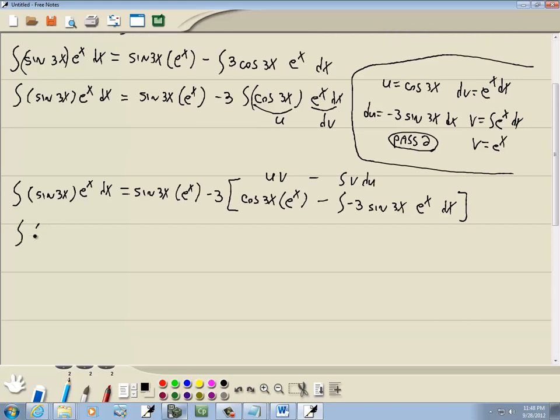Okay, so we've got sine 3x e to the x dx, and here I'll flip those around. I'll put e to the x here and sine 3x, and now I need to multiply this negative 3 through. So I got negative 3, we flip those around, I'll put the e to the x first. So negative 3 e to the x cosine 3x, and negative 3 times a negative gives us a positive 3 in that integral.